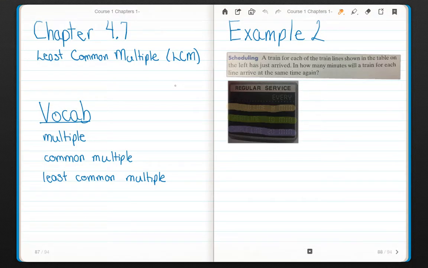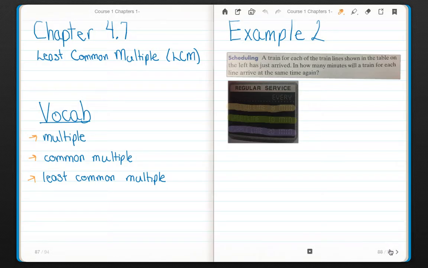Chapter 4.7, Least Common Multiple. Your vocab for today is multiple, common multiple, and least common multiple. The main thing to remember is that a multiple gets bigger, to multiply. Common multiple, something they have in common. Least common multiple, the smallest number that two factors have in common.